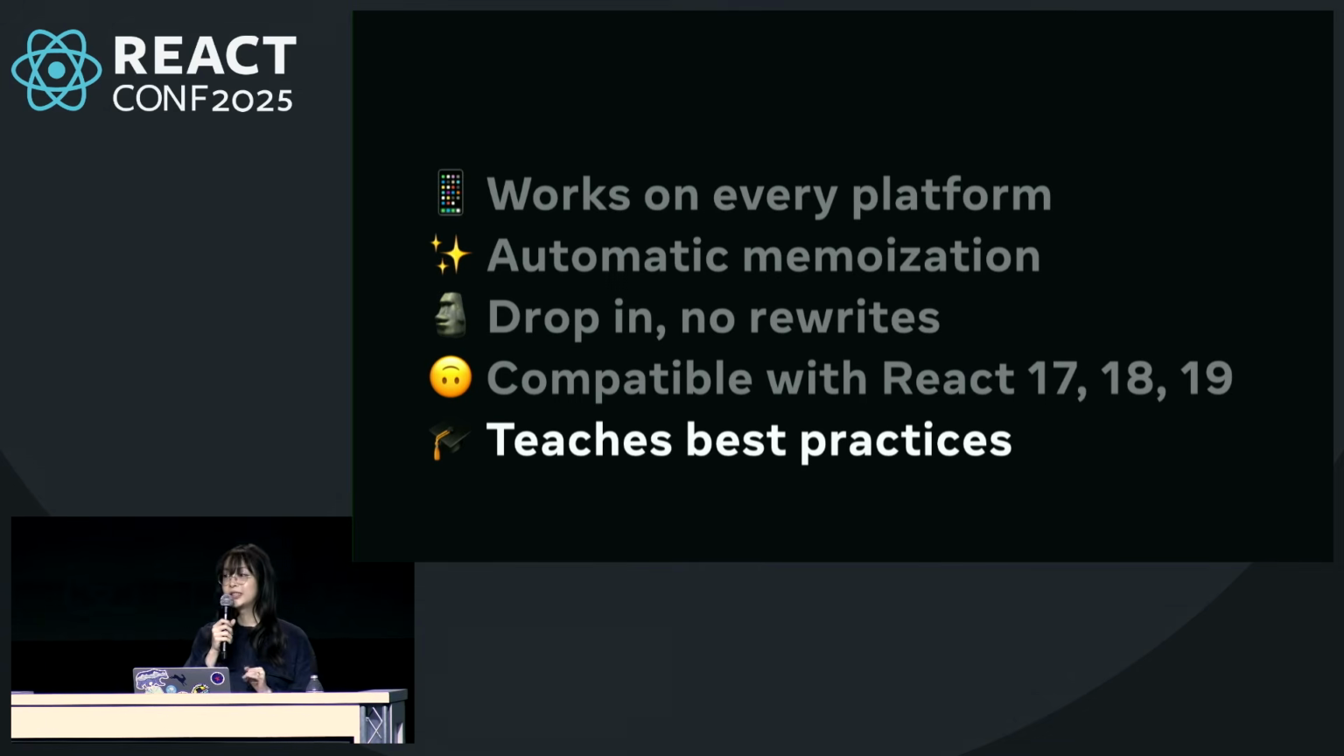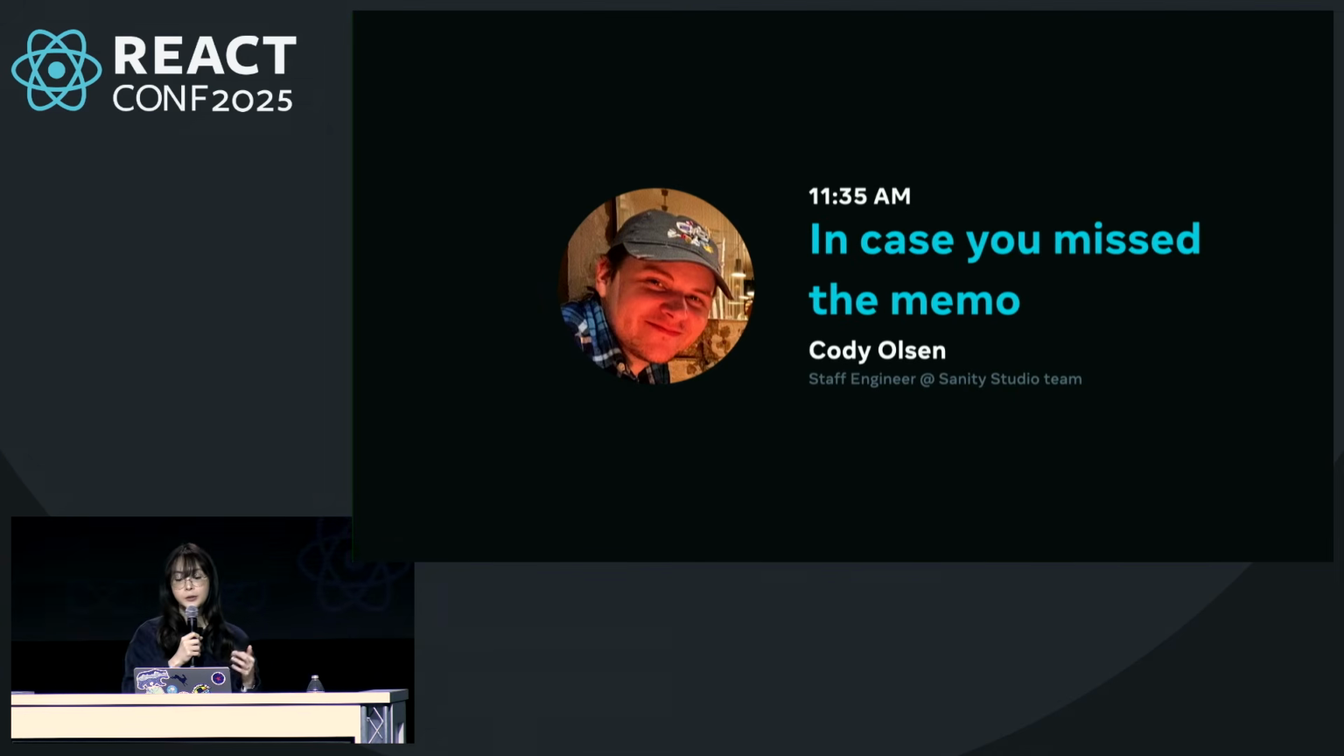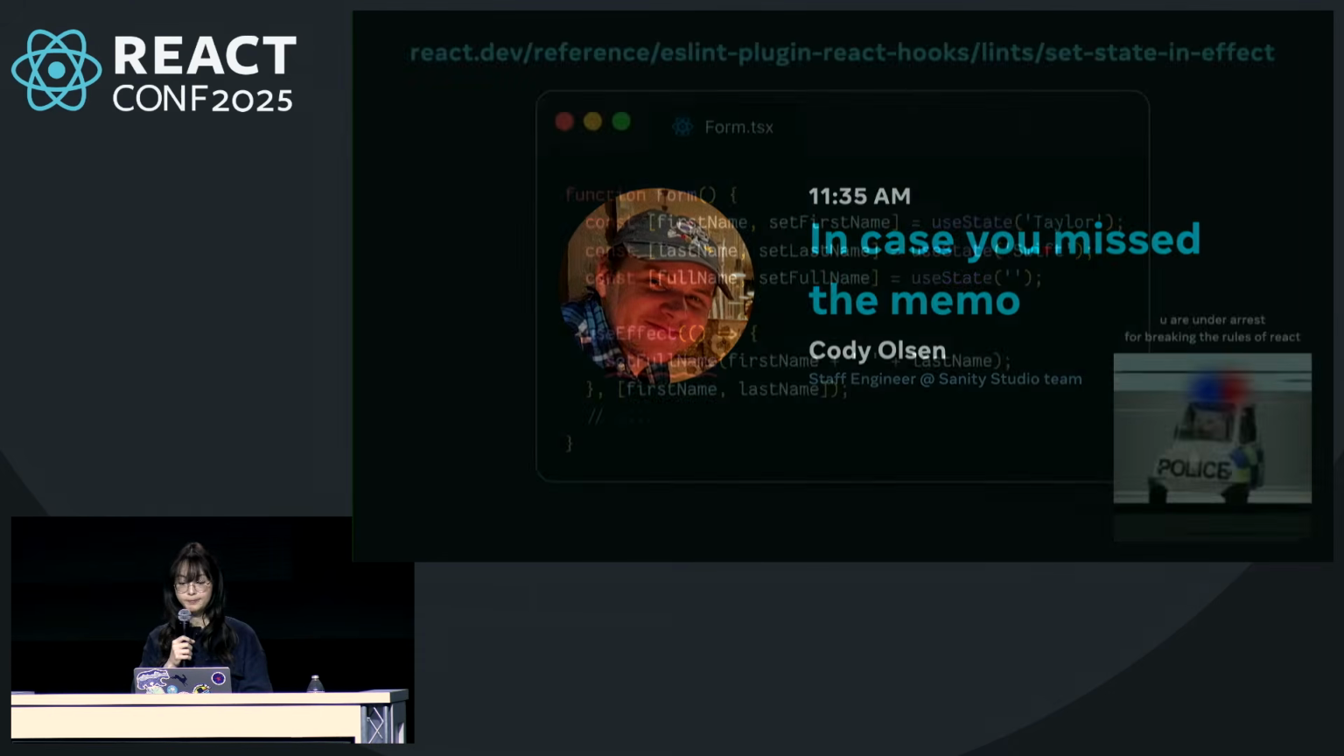So automatic memoization, very nice win. It's going to save so much time, let you delete a lot of code, and you just get a performant app out of the box. You don't have to rewrite anything, and even if you're not on the latest version of React, you can still use the compiler. But the thing I'm excited about is that the compiler is more than just a tool for adding memoization. And later today, you'll see Cody from Sanity share a case study of how he's been using the compiler's linter to find some latent issues that were hiding in their large and complex React application. But let's take a look at some of them as well.